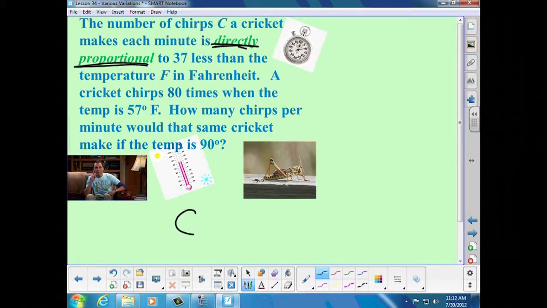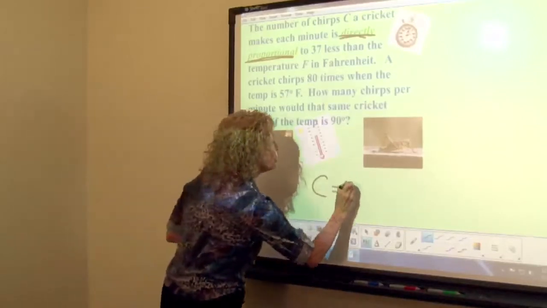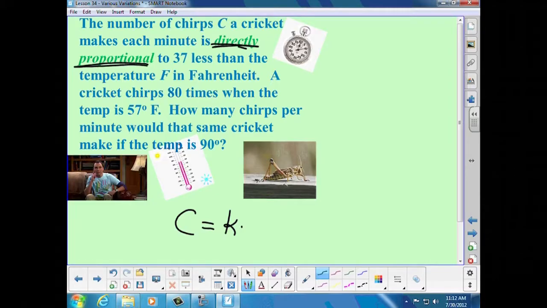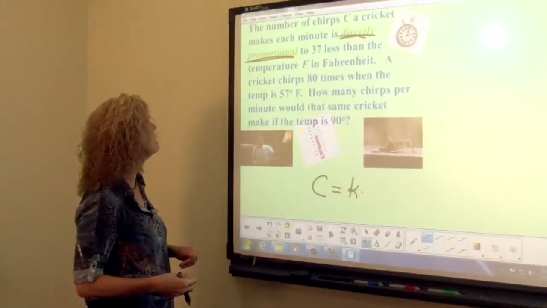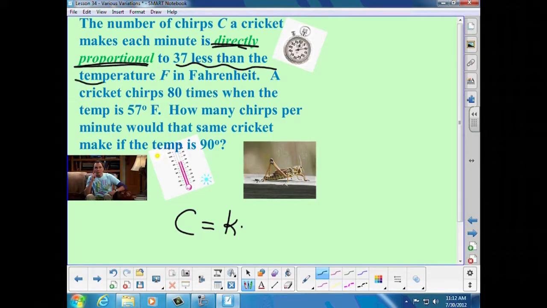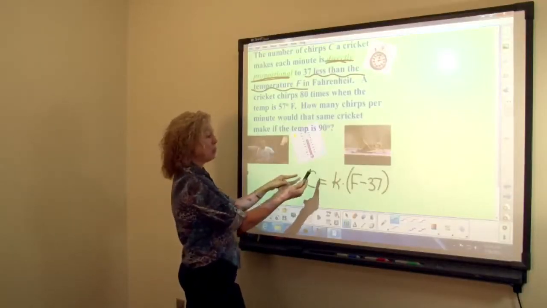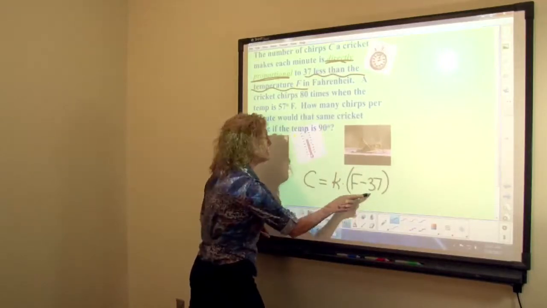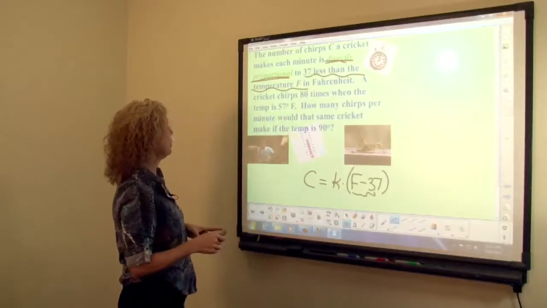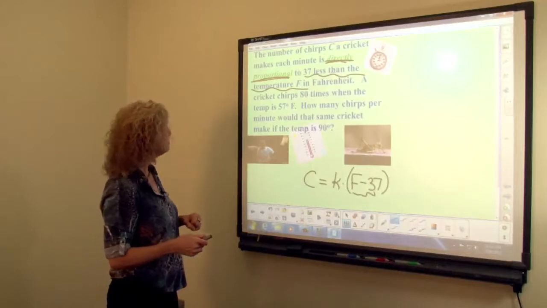But we all know that there seems to be a relationship between the number of chirps of a cricket and the ambient temperature, okay? So, as you read through that, we see directly proportional. We love that phrase. So C, the number of chirps of that cricket, is directly proportional to something. Directly proportional tells you you're multiplying it times a constant. Well, let's see here. It is 37 less than the temperature. So it's F minus 37. Because you'll notice it says the number of chirps is directly proportional to not just the temperature, but the temperature minus 37. So I needed that all in parentheses. Okay? So there is my beginning equation.